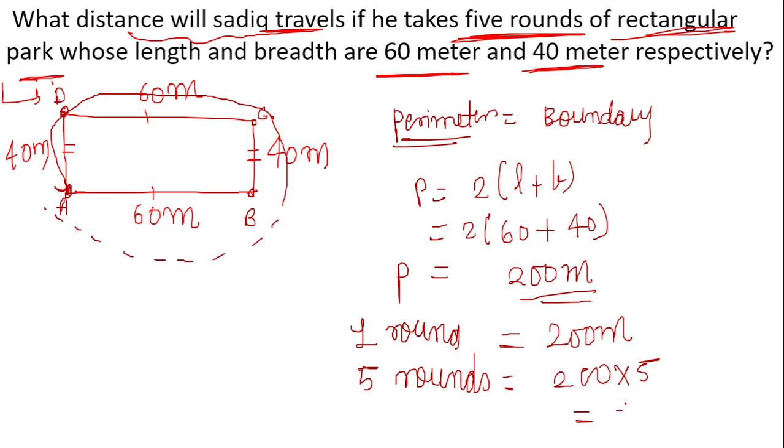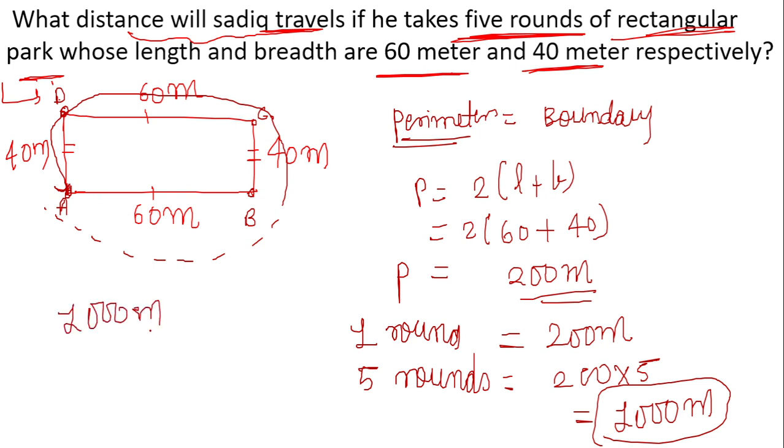This will give me 1000 meters. I hope you have understood. So the correct answer for the given question is 1000 meters. So Sadiq will travel 1000 meters if he takes 5 rounds of a rectangular path of given dimensions, length 60 meter and breadth 40 meter.